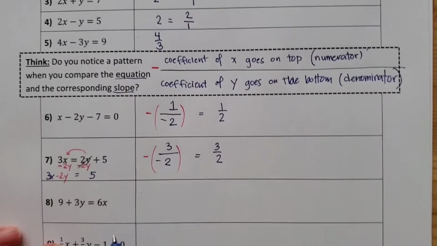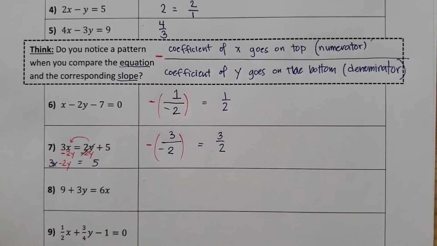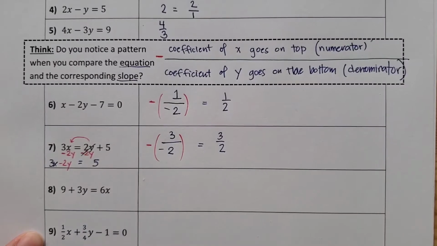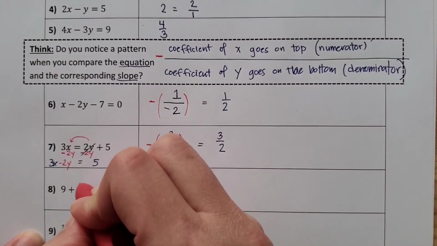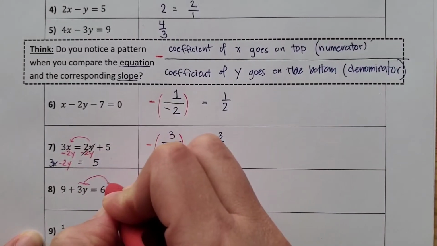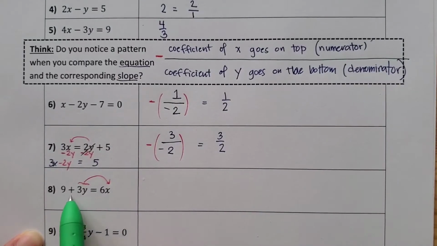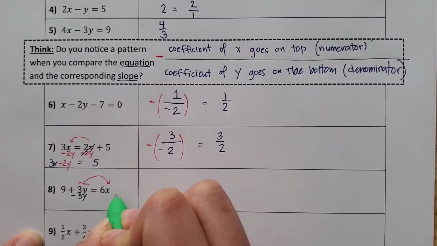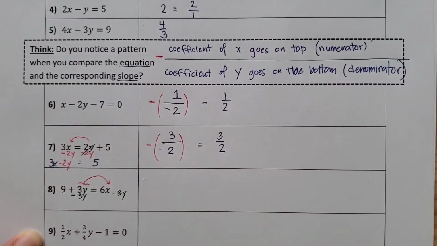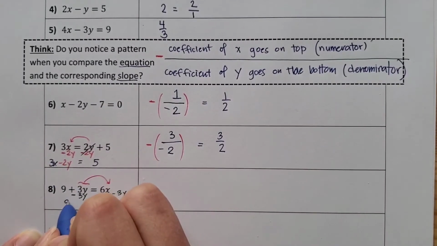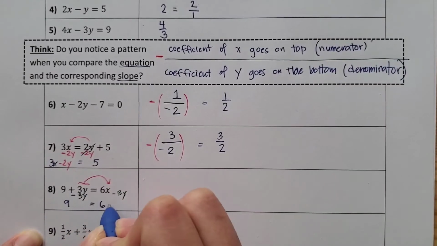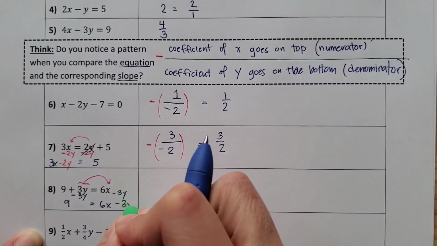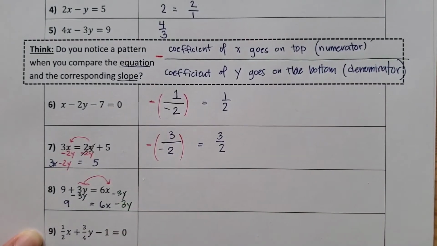Okay, moving on for number 8. Again, these are not on the same side of the equal sign. We need to get them on the same side. So let's move the 3y term over to the other side. It was a positive 3y, so the opposite operation would be to subtract 3y. So then you end up with 9 is equal to 6x minus 3y.